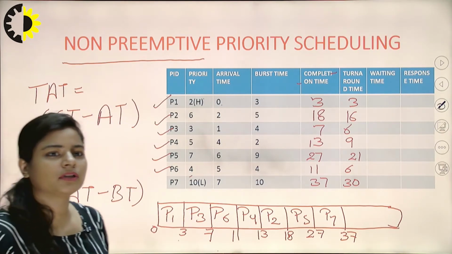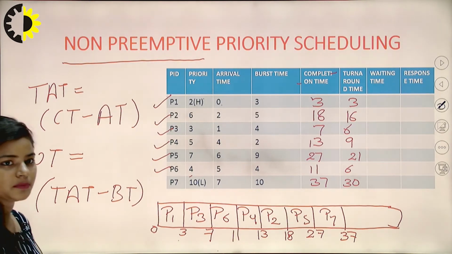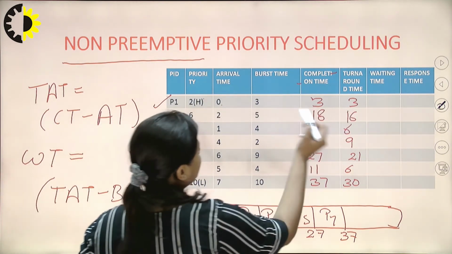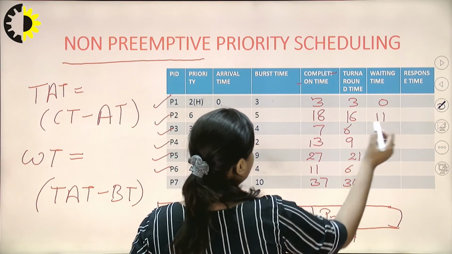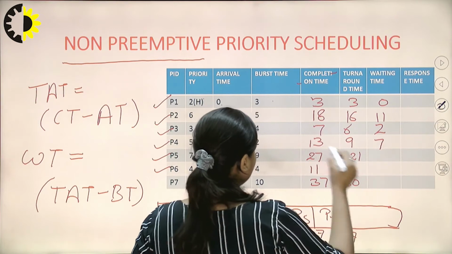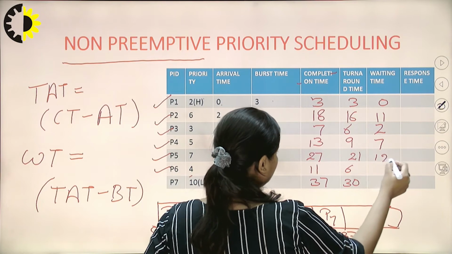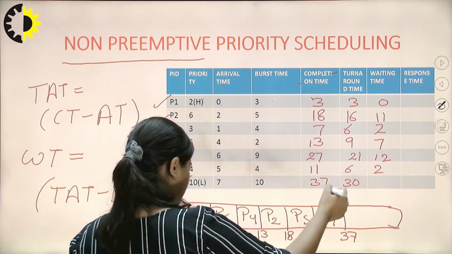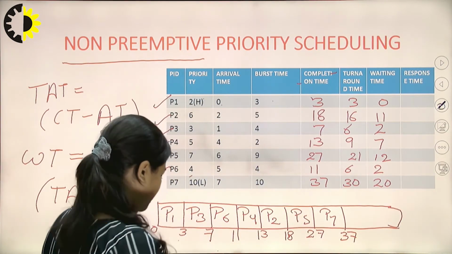Now we are looking for the waiting time. As we have seen, the waiting time formula is WT equal to TAT minus BT, turnaround time minus burst time. So 3 minus 3 would be 0. 16 minus 5 would be 11. 6 minus 4 would be 2. 9 minus 2 would be 7. 21 minus 9 would be 12. And 6 minus 4 would be 2. 30 minus 10 would be 20. So we have got our turnaround time and waiting time.